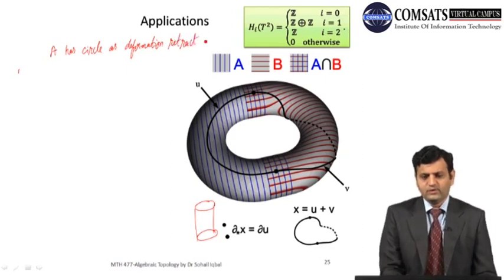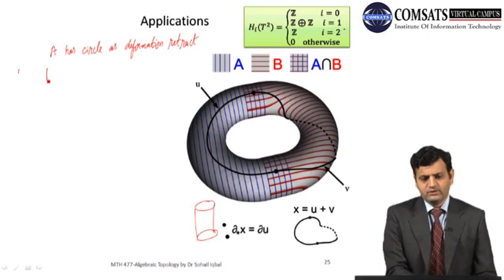Okay, so this A is homeomorphic to a cylinder, and a cylinder has a circle as deformation retract. So topologically speaking, A is the same as a circle. So that's why we can say that the homology of A and the circle are the same. So what about the homology? H_i of A, the homology of the circle, we know that this is Z if i is equal to 0 and 1, and 0 otherwise.